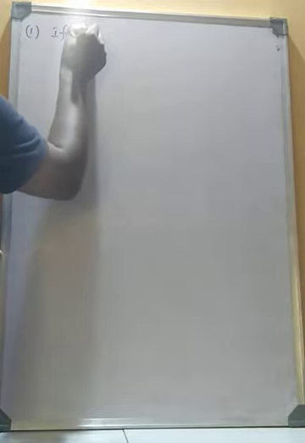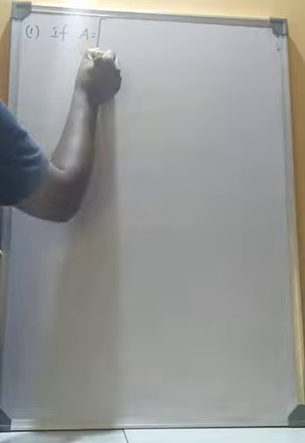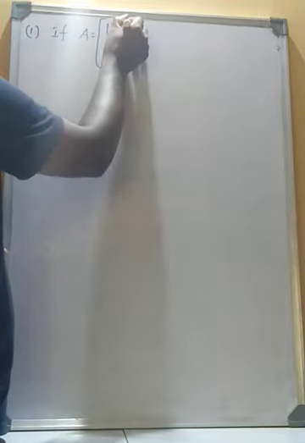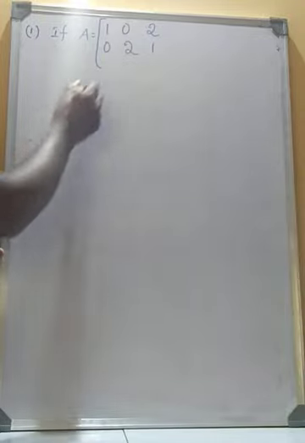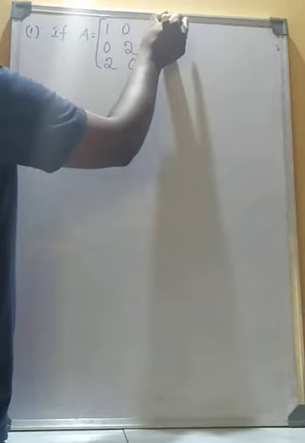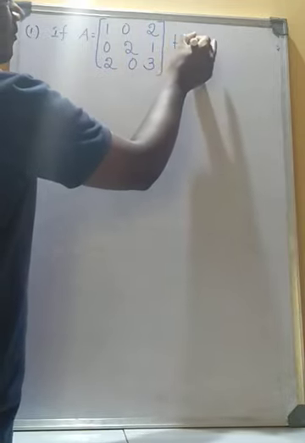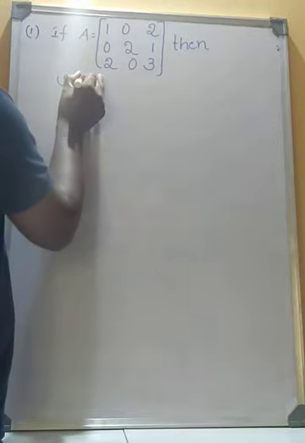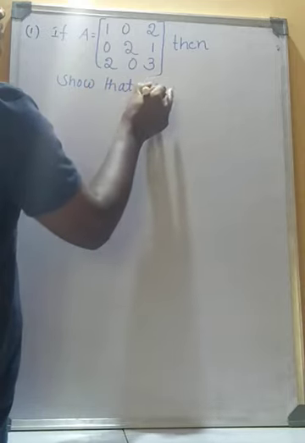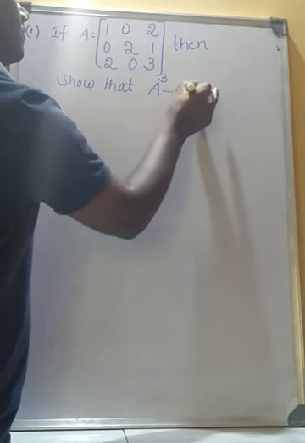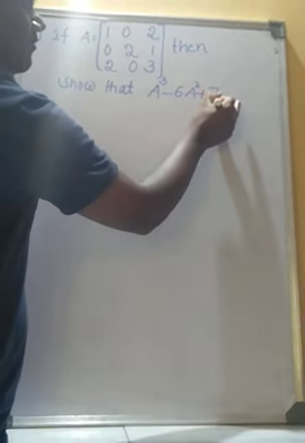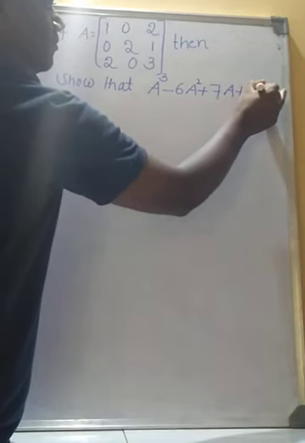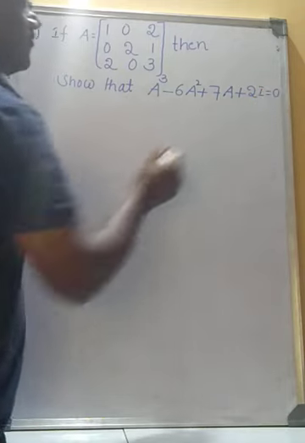Problem number one: if matrix A is equal to 1, 0, 2, 0, 2, 1, 2, 0, 3, a 3 cross 3 matrix, then show that A cube minus 6A² plus 7A plus 2I equal to 0.